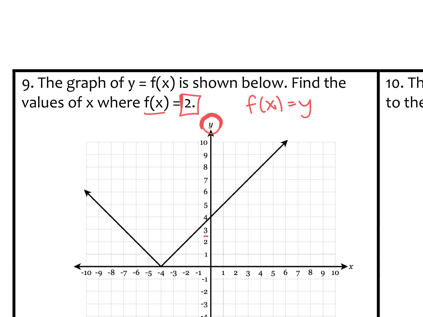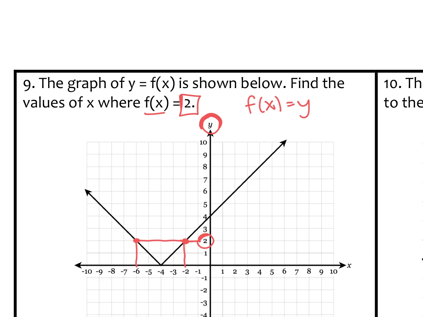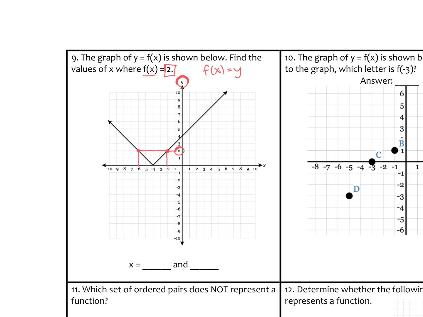So our y of 2 is here. I'm going to circle it in red. And we're going to go over until we hit the graph. So we hit the graph in one spot, but we also hit the graph in another spot. So we actually have two answers here. We have an x equals negative 6, and we have an x equals negative 2.